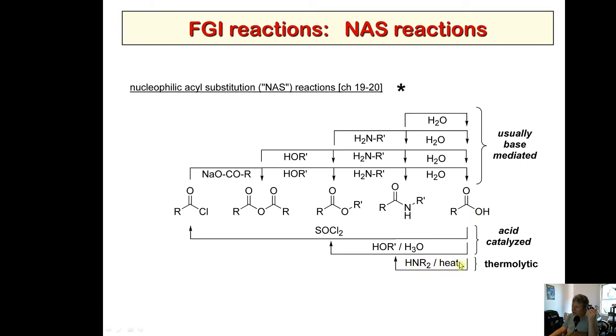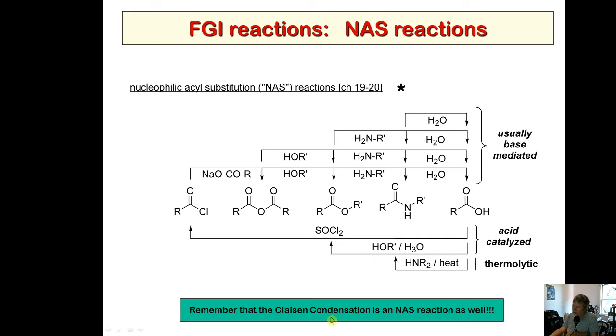You can go from a carboxylic acid to an amide with an amine, and then you got to cook this really hot, like 200 degrees Celsius. So that's why it's thermolytic. I'm not a huge fan of thermolytic reactions because they often destroy your molecule because you got to cook them really hot. Okay.